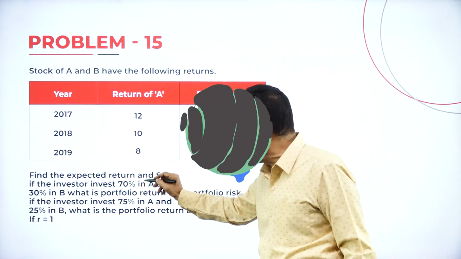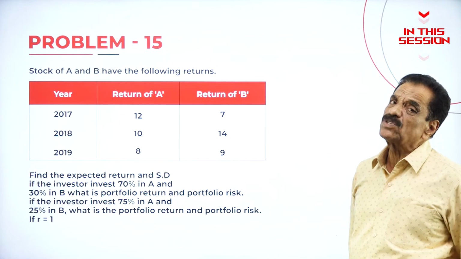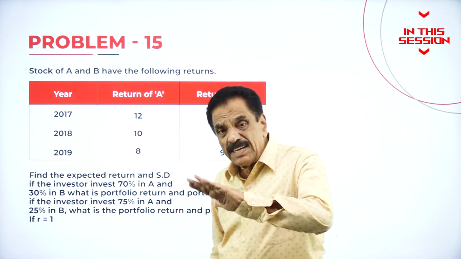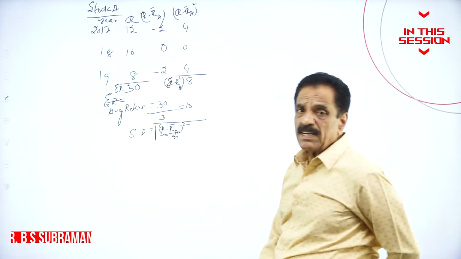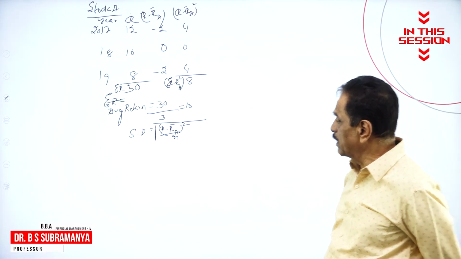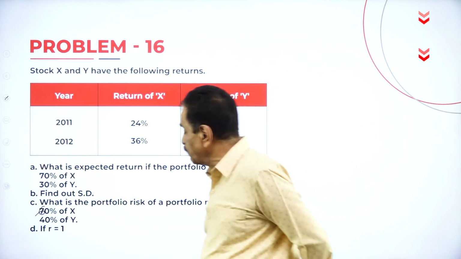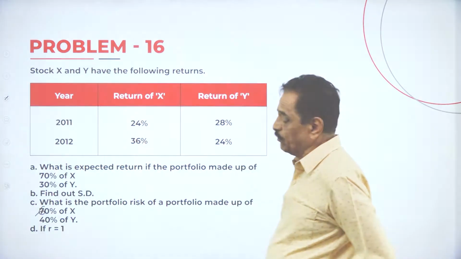If we see the returns here, no probability is given. When the probability is not given, it is called ex post. Standard deviation is equal to the square root of the sum of (R minus R mean) whole square divided by N. What is the portfolio risk made up of? 60% of X, 40% of Y.